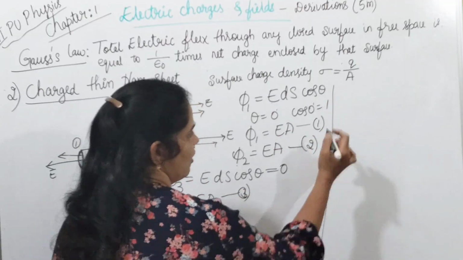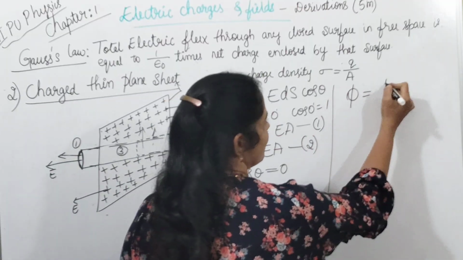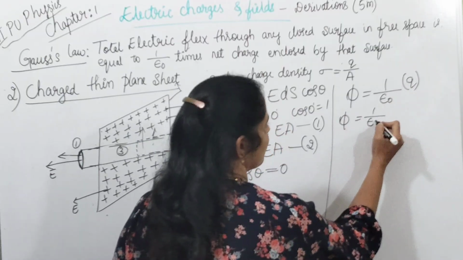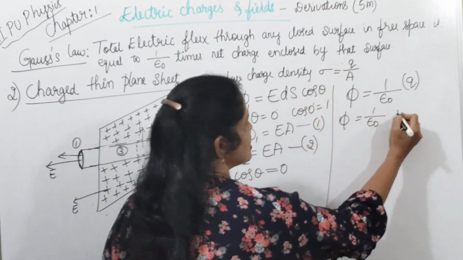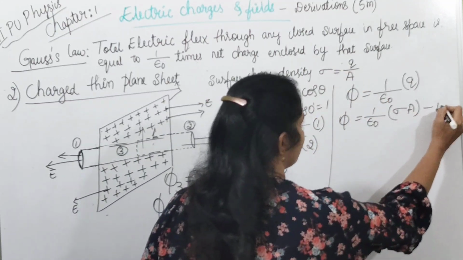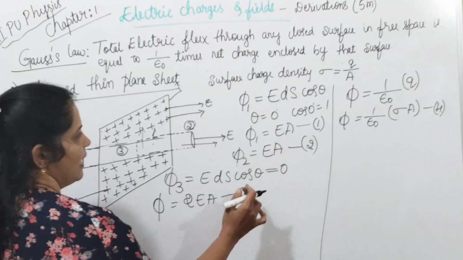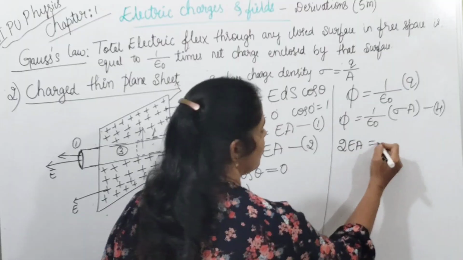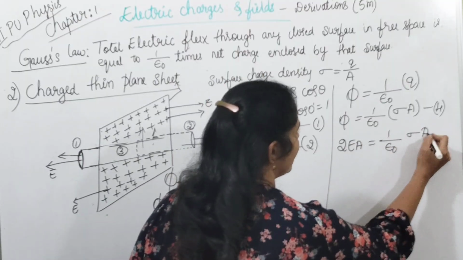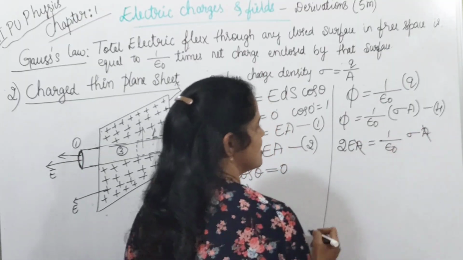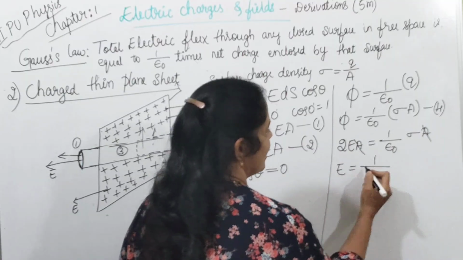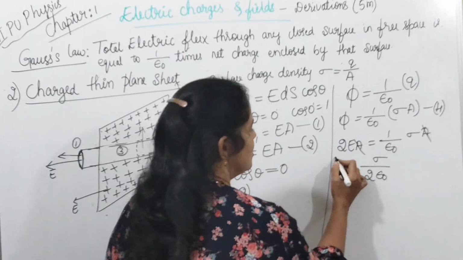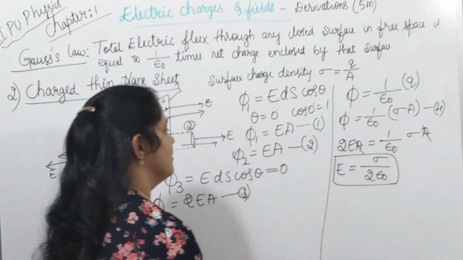Now let us use Gauss law. According to Gauss law, total flux is 1 over epsilon naught into Q. So that is 1 over epsilon naught into Q, where Q can be written as sigma into A. Call it as equation 4. Now compare 3 and 4. So equate 3 and 4. Here 2EA is equal to 1 by epsilon naught into sigma A. So A and A cancel. Electric field can be written as 1 divided by, say 2 goes to denominator, 2 epsilon naught into sigma. So this is the expression for electric field, right?